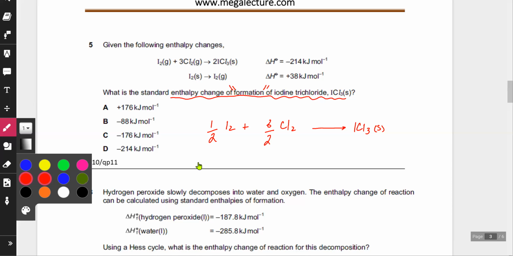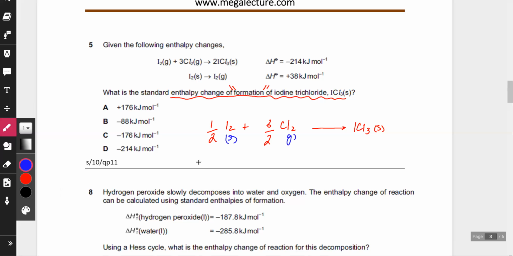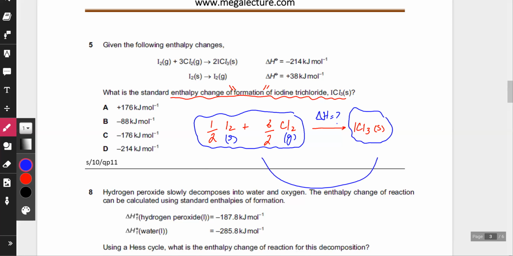This is the part that you have to figure out. This would be solid, and this would be gas. So this is the enthalpy change that you have to figure out, right? You're going from the reactants to the products. Now try and figure out this other path.